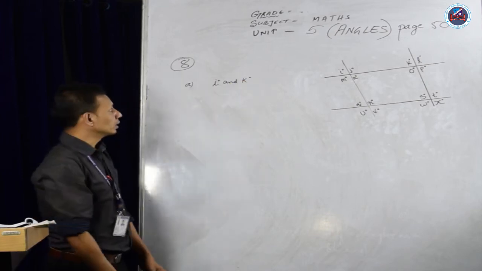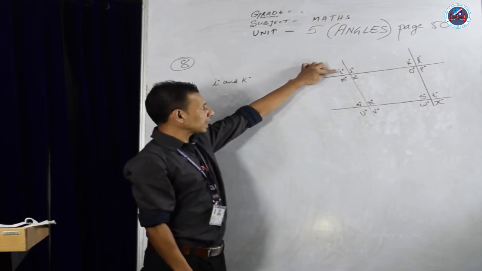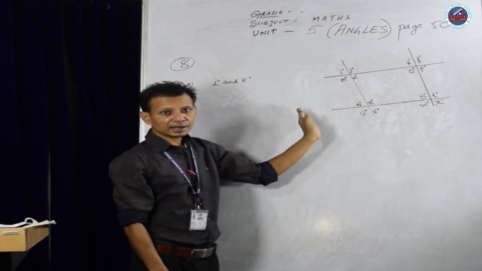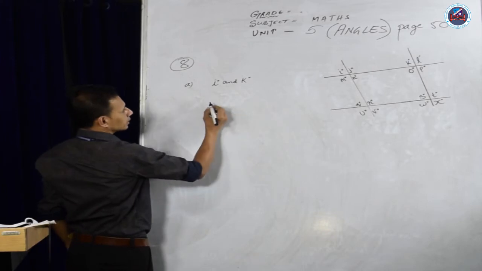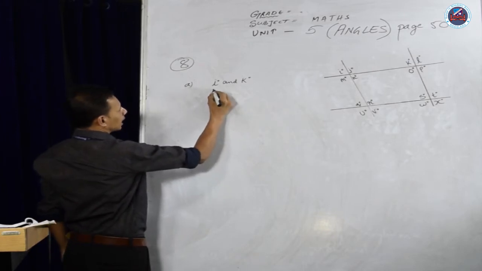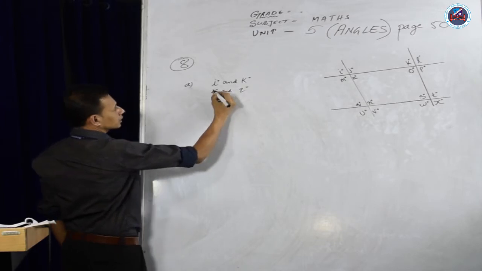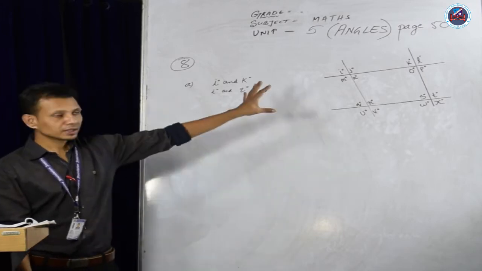One more. If I and K can be corresponding, then why not I and Q corresponding? Same side, in F shape. Here also. Okay? So I and Q. We're done. These are the two pairs of corresponding angles from this diagram.